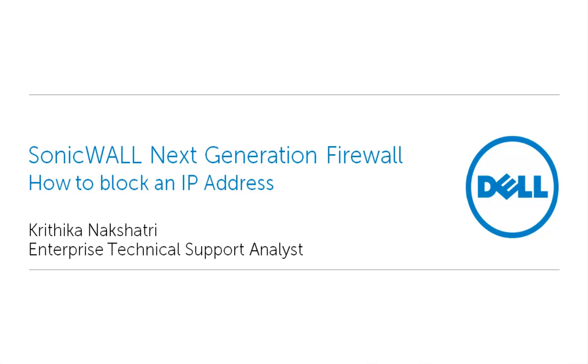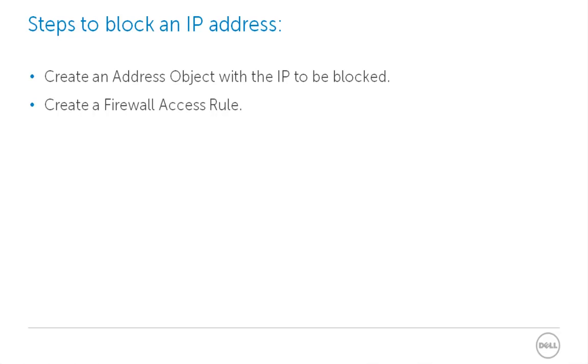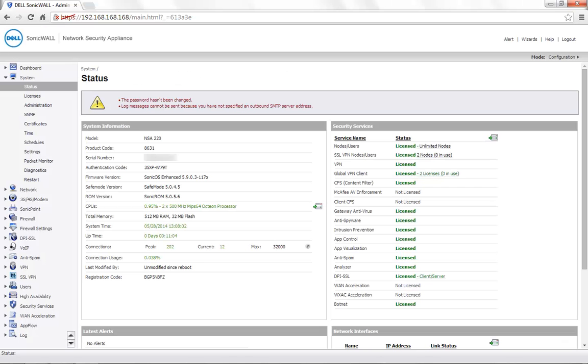Today we will demonstrate how to block an IP address. To block an IP address, we need to first create an address object with the IP to be blocked, and we then create a firewall access rule. Today for demonstration, we are using a Sonic World NSA 220 with the firmware version 5.9.0.3.